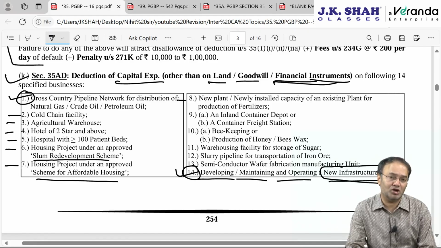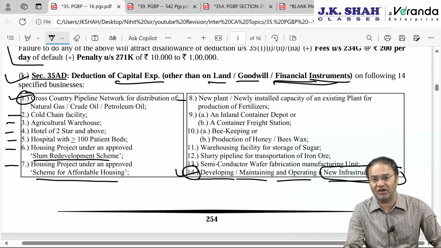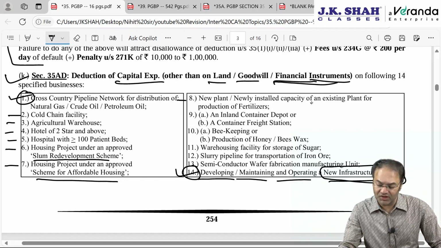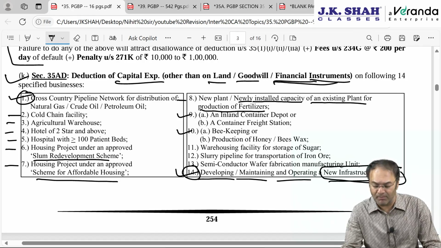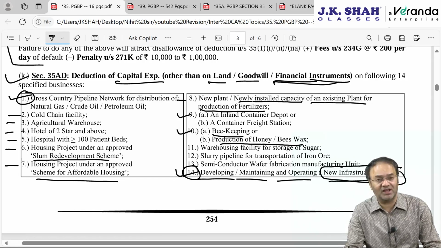or in case it is not a new plant but an existing plant where the existing capacity of production is increased. There is an existing plant, there is a newly installed capacity in the existing plant for production of fertilizer, or inland container depot or container freight station, which you must have studied in customs in IDT, beekeeping or production of honey or beeswax, Baba Ramdev, honey or beeswax, Dabur honey, etc. There are a couple of companies which are into this, but this deduction is not allowed to everyone.